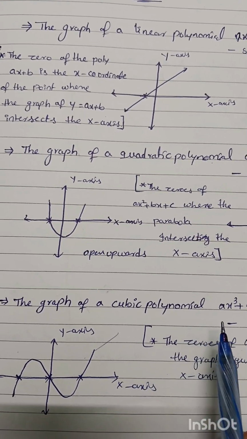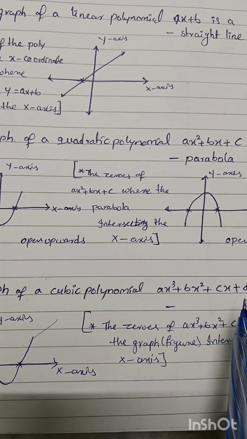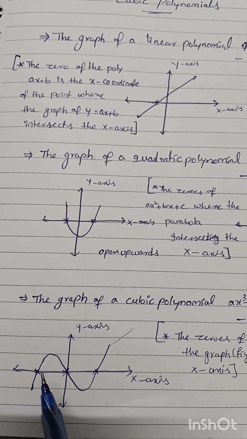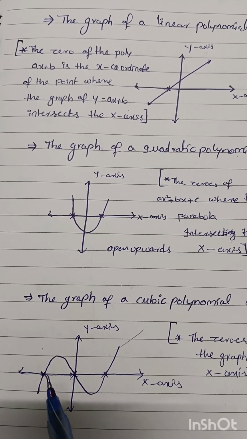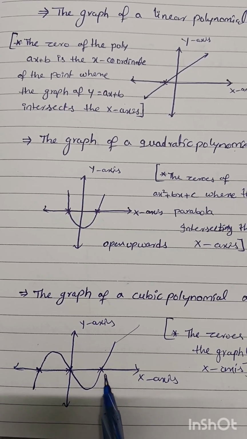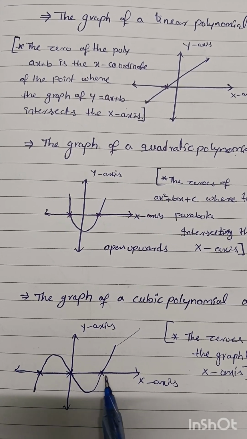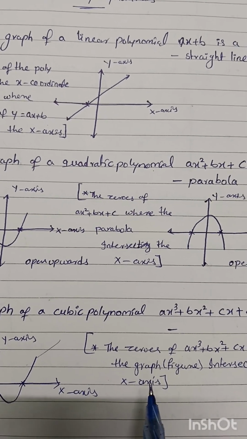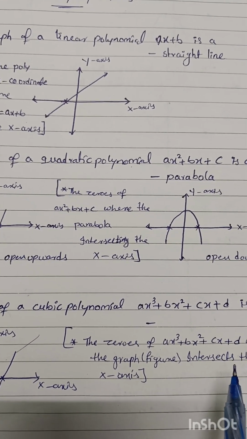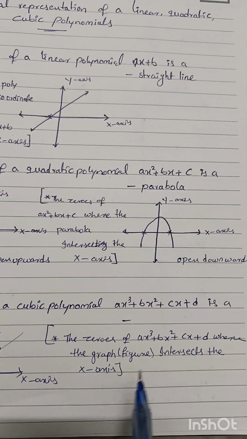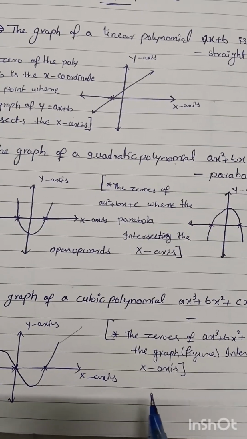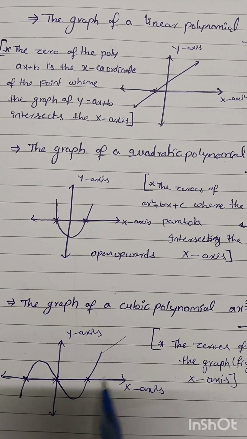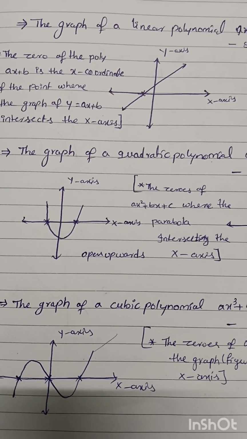The graph of a cubic polynomial ax cube plus bx square plus cx plus d is like this. In this figure, the graph touches the x-axis at exactly 3 points: 1, 2, 3. So these 3 are zeros of the given polynomial. The zeros of a cubic polynomial are where the graph intersects the x-axis. So the graph intersects the x-axis at 3 points, and these 3 are zeros of the cubic polynomial.